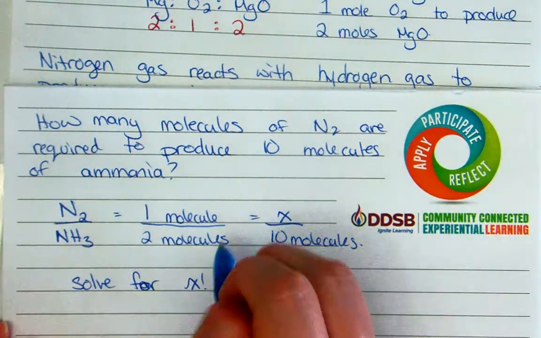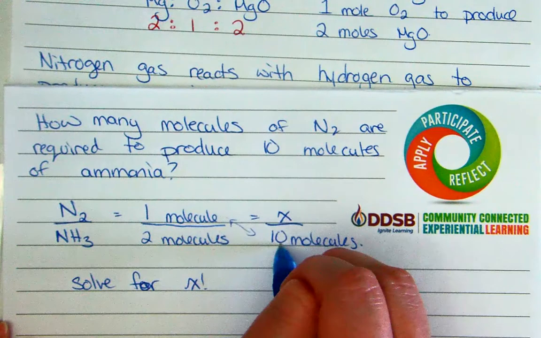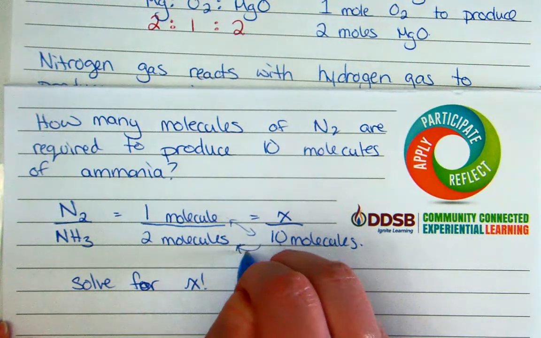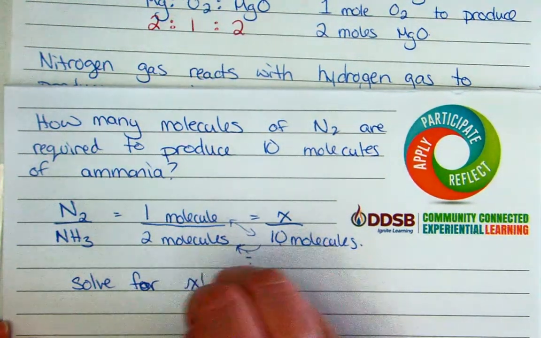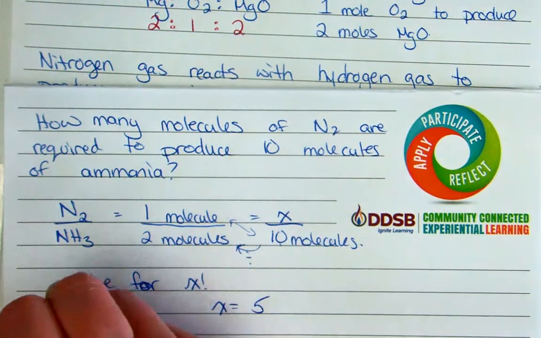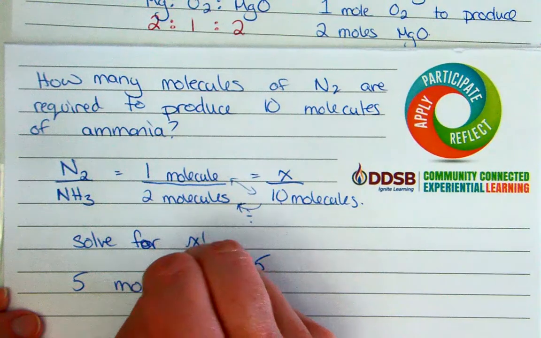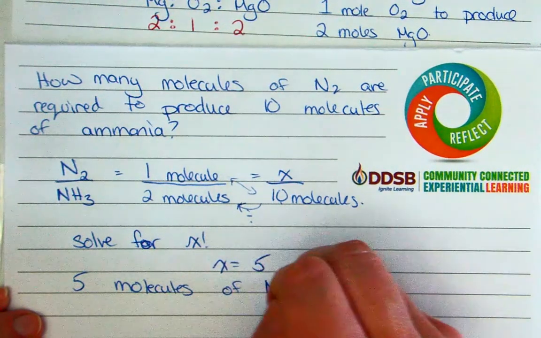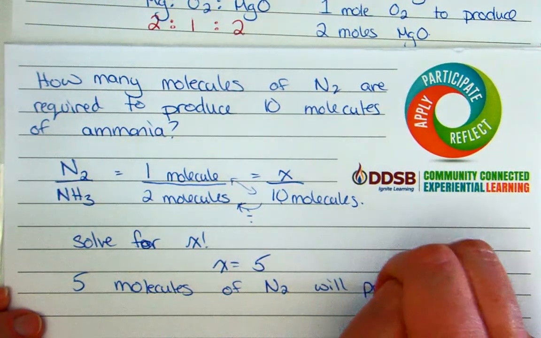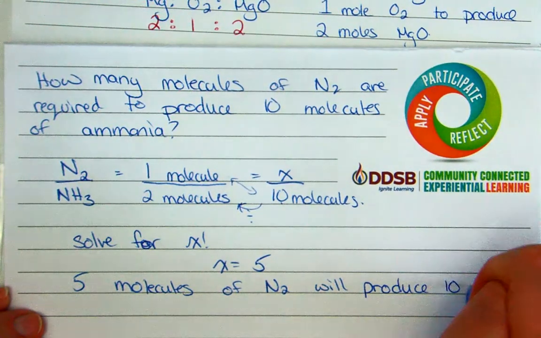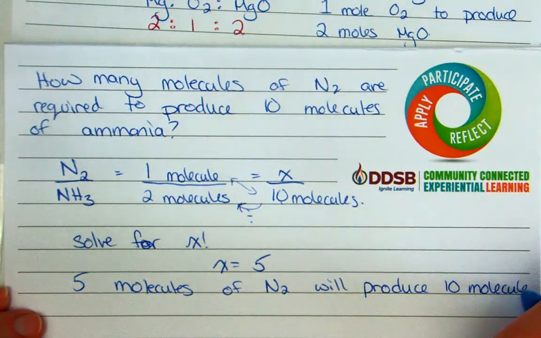Here I can cross multiply. 1 times 10 is 10. Divided by 2 is 5. I get X equals 5. So 5 molecules of nitrogen gas will produce 10 molecules of ammonia.